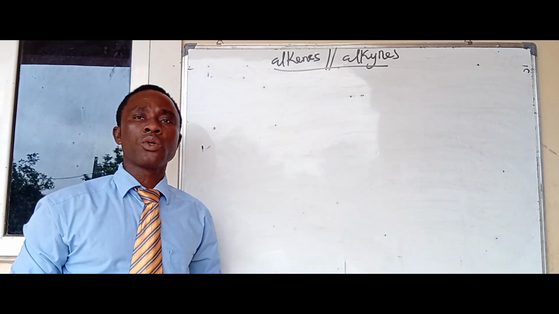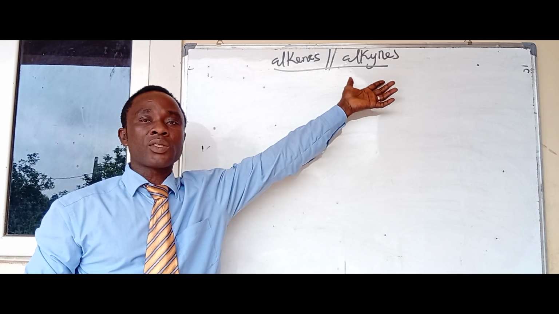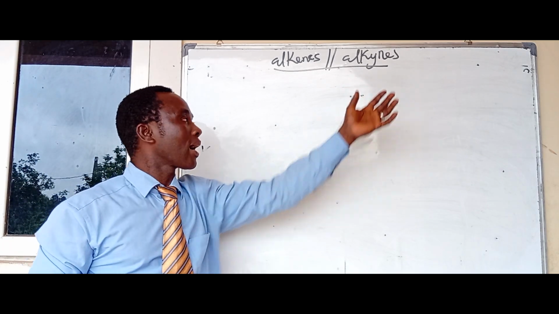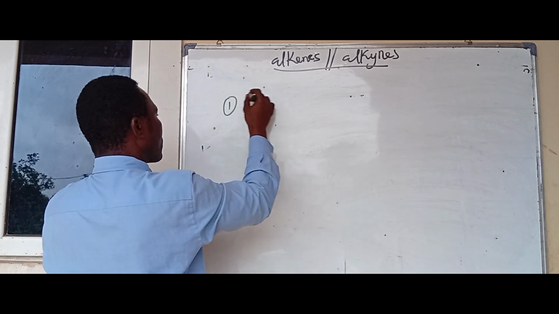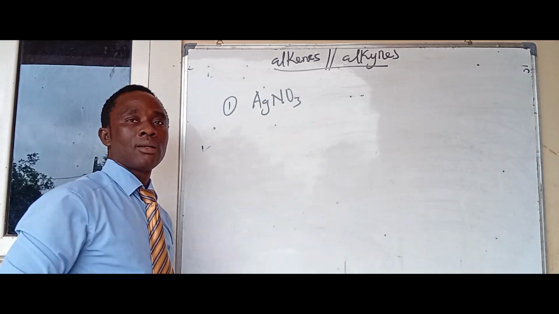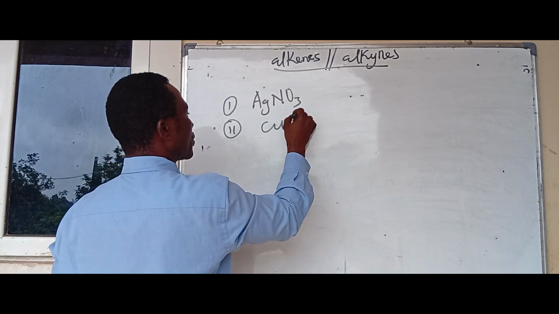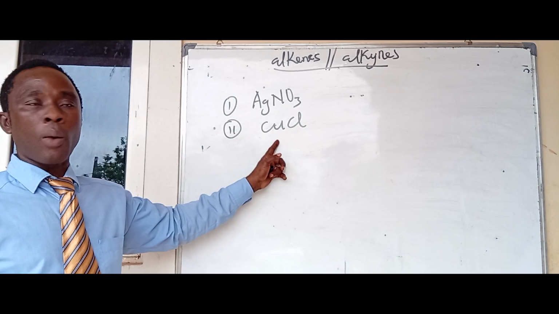Now, we can use two compounds to differentiate. The alkynes I'm talking about here are actually terminal alkynes. Now, we can use AgNO3, that is silver nitrate. We can also use CuCl. This is copper chloride.